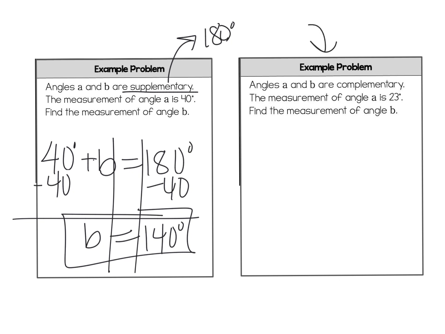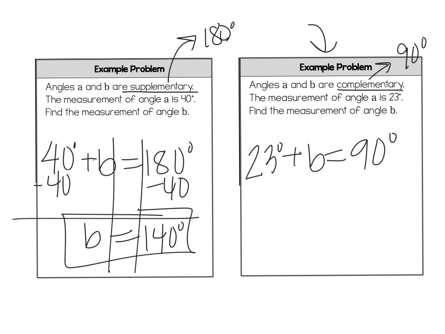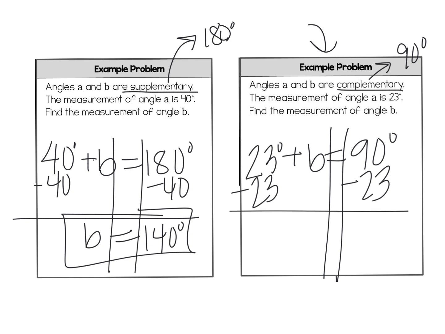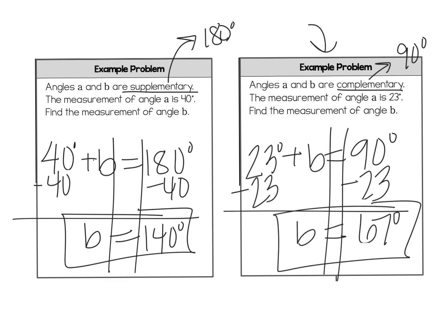Then we have angles A and B are complementary. Again, I'm going to remind myself that complementary means 90 degrees. The measurement of angle A is 23 degrees. Find the measure of angle B. This time I know that 23 degrees plus B equals 90 degrees. Subtract 23 on both sides, and I get B equals 67 degrees, and I know that 67 plus 23 equals 90, so that works.